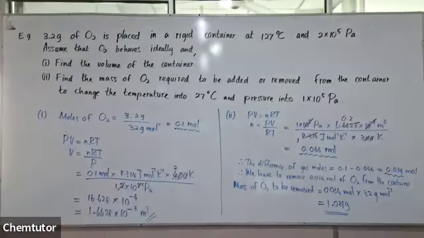Is there any problem? I am getting 0.066. So always 0.060. This is 10 to the power 5. Here 10 to the power minus 4. We can cancel off this and only 10 will be remaining. Yeah, it is 10 to the power 3.